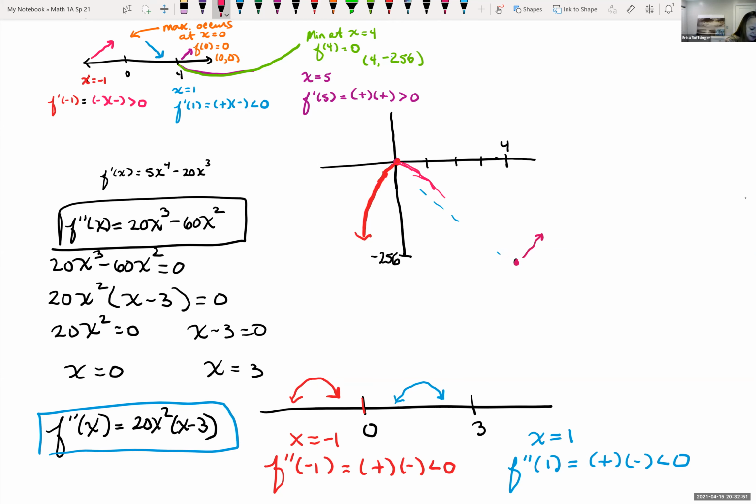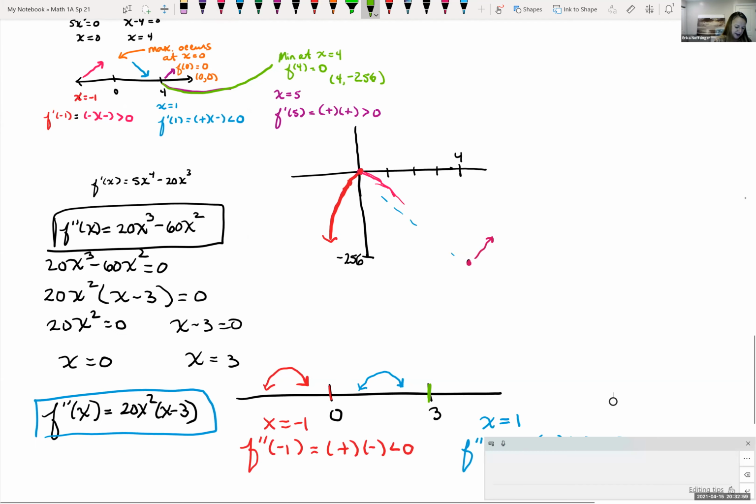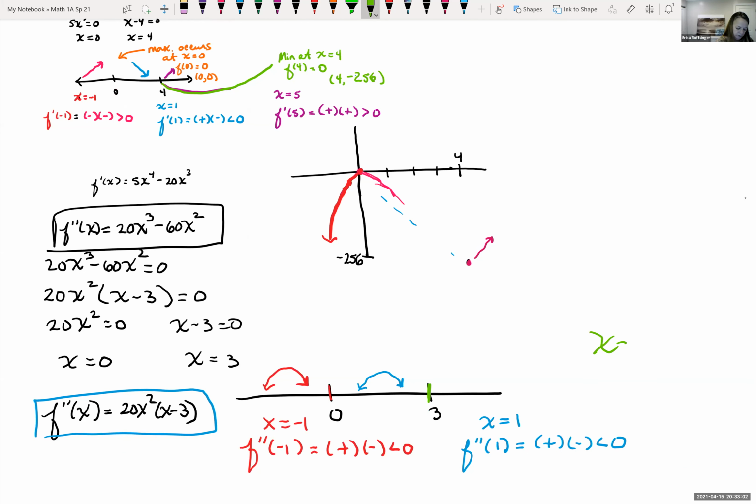So concave down at 3, let's see if it changes direction. Let's choose a number bigger than 3. How about x equals 4? Plug it into the second derivative. Well, 20 times 4 squared is positive. 4 minus 3 is positive. This is greater than 0. This is concave up after 3. So if it changes concavity, that means there's an inflection point there. It only changes concavity at 3, so this is an inflection point.